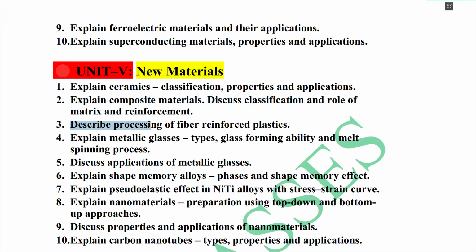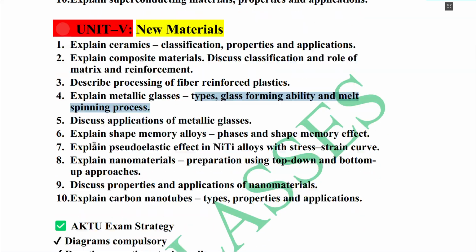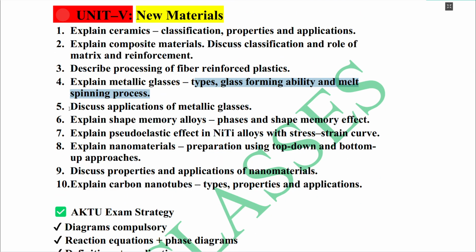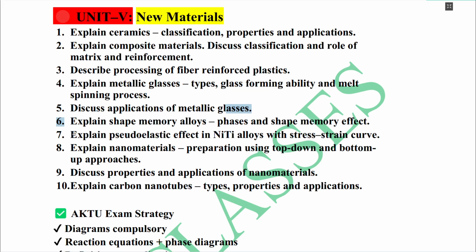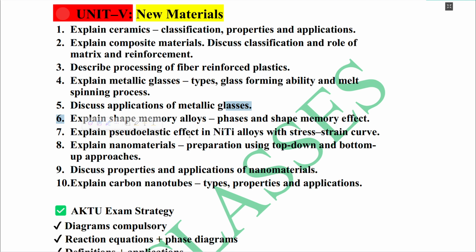The third question is: describe processing of fiber reinforced plastics. The fourth question is: explain metallic glasses, types, glass forming ability and the melt spinning process. Question number five is: discuss applications of metallic glasses. Question number six is: explain shape memory alloys, phases and the shape memory effect. Question number seven is: explain the pseudoelastic effect in nitinol alloys with a stress-strain curve.